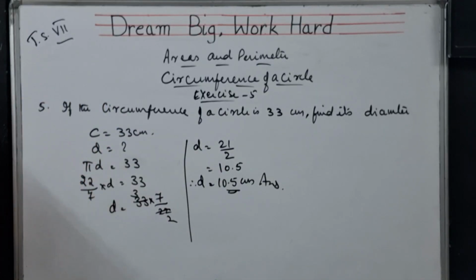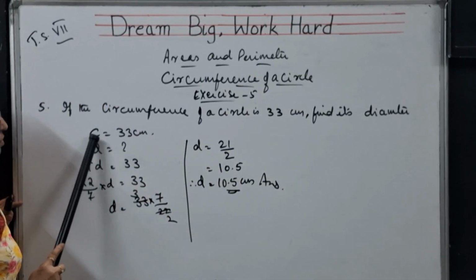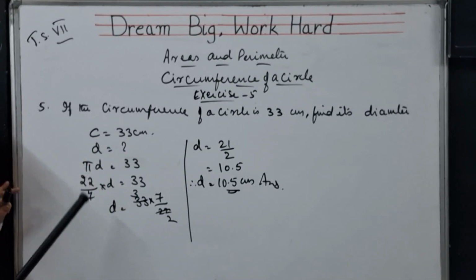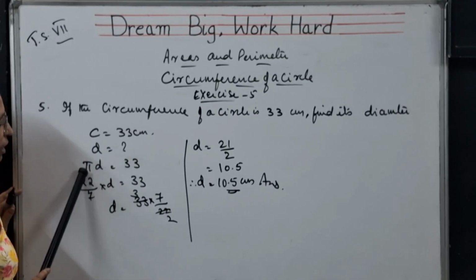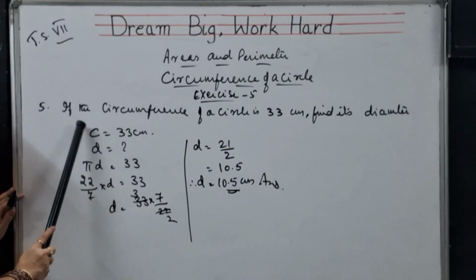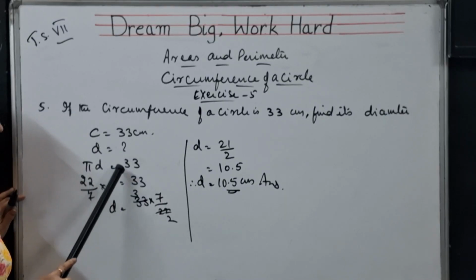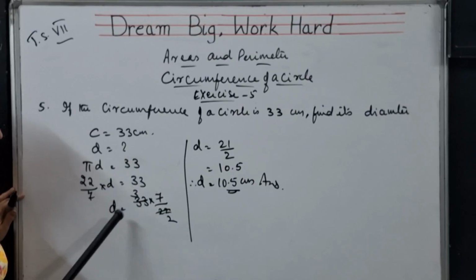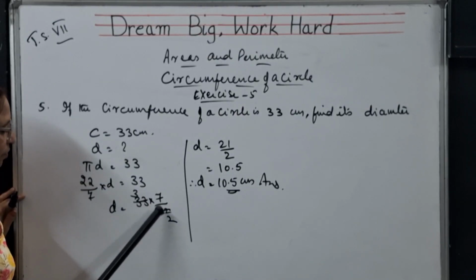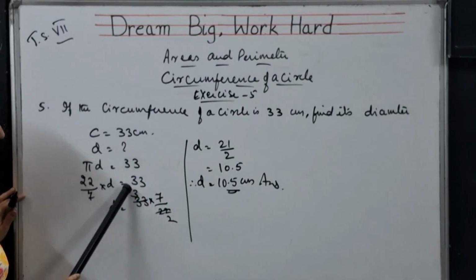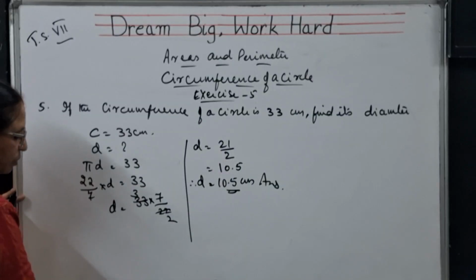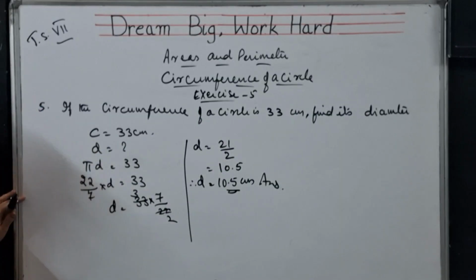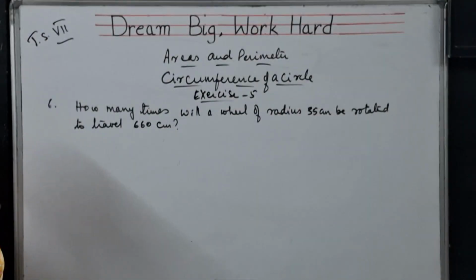So here they are asking to find out the diameter. Circumference is 33 centimeters. So what is d? Pi into d is the formula for finding circumference when the diameter is given. Pi d is 33. 22 by 7 into d is 33. d is 33 into 7 by 22. So 11 twos are 22, 11 threes are 33, 21 by 2. That is nothing but 10.5 centimeters, the diameter. Please note it down. Next one, children.